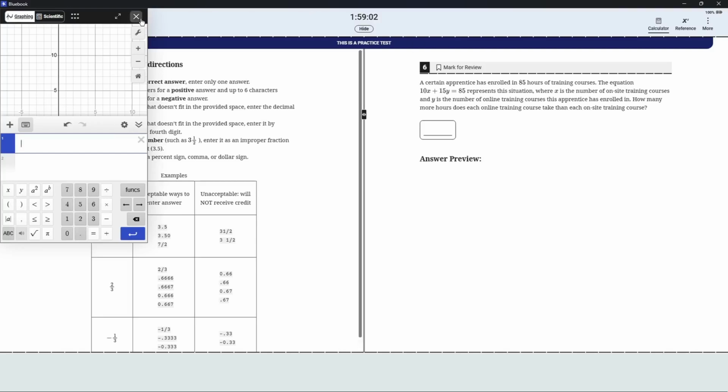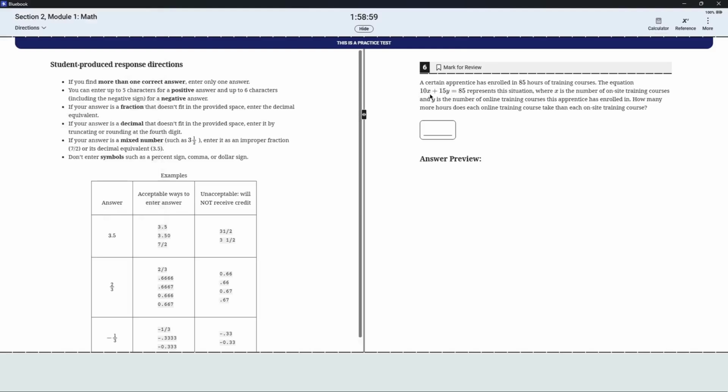So for this one, we don't even need the calculator. Just look at the equation they give you. So X is on-site training courses, Y is online training courses. It's asking how many more hours does each online training course take than each on-site. So if you can see the coefficient next to the variables, 15 hours for every online and 10 for every on-site. So you can do 15 minus 10, which gives you 5. The answer should be 5.